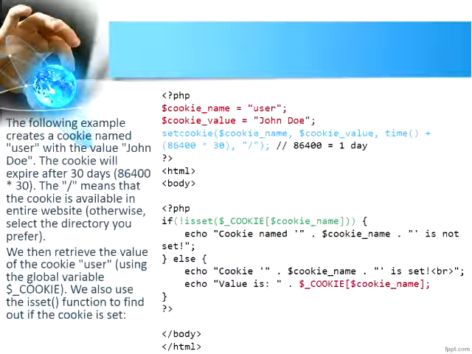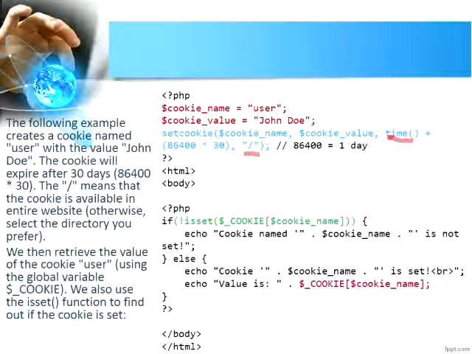Multiplied by 13, that means 30 days. Okay? So this is the current time here. So that means the cookie expires after 30 days. And this slash means that the cookie is available in the whole website. Otherwise, select the directory you prefer.